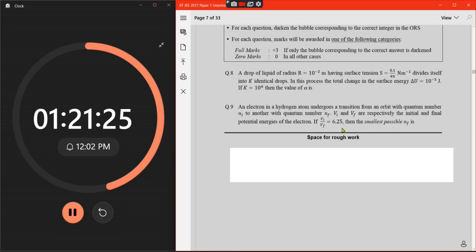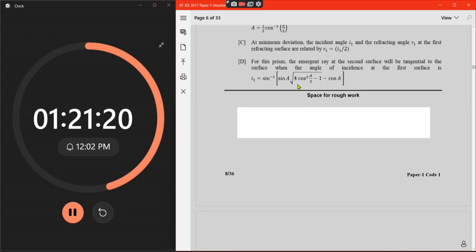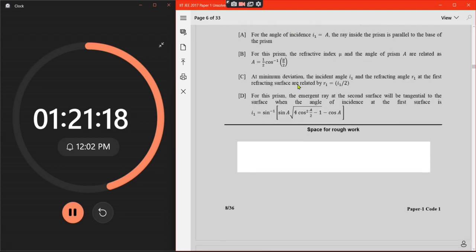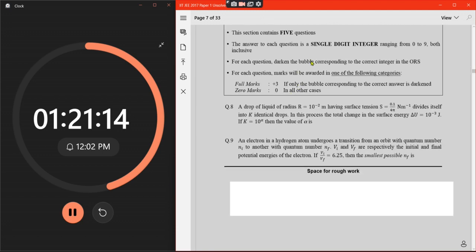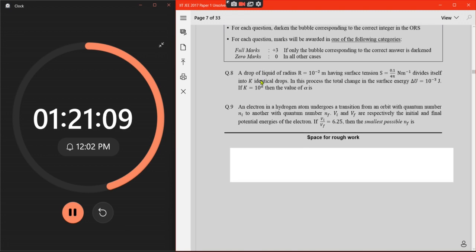Next question. A drop of liquid of radius r equal to, okay, अपन ने सही से correct सारे किए ना. कौन सा question चाहिए? 7th question. Yes, 8th question. Come on. 5 questions. Okay, single digit integer ranging from 0 to 9. Drop of liquid of radius this thing having surface tension divides itself into k identical drops. In this process, the total change in the surface energy U equal to this thing, k equal to this thing. Then value of alpha is. Radius दिया है, surface tension is equal to, okay, divide itself into k identical drops. Total change in the surface energy is given.